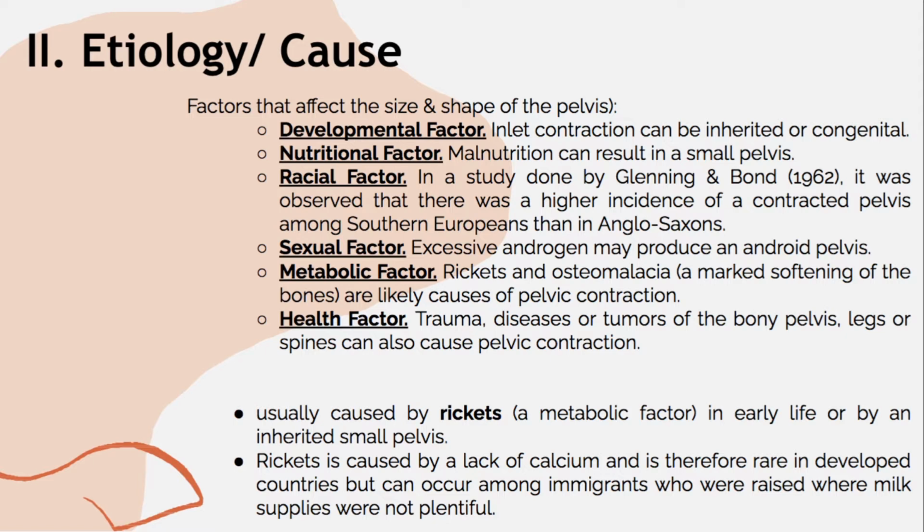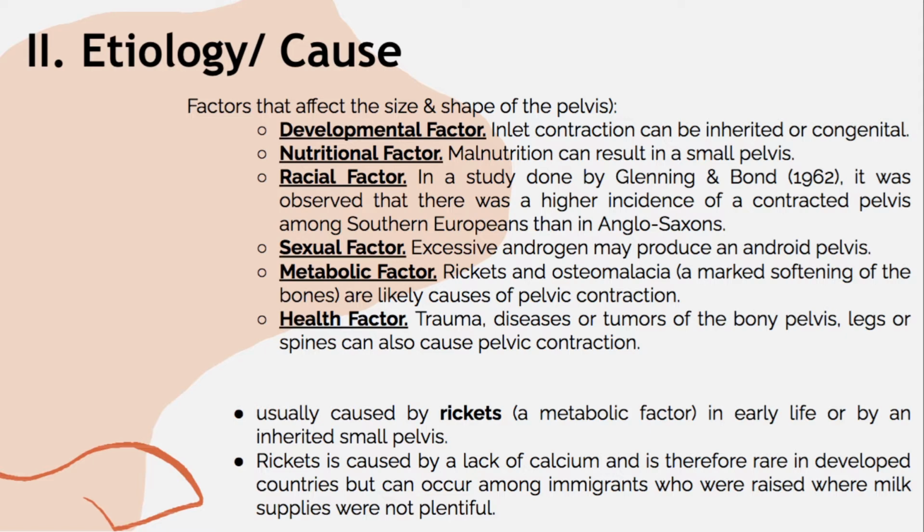For sexual factor, an excessive androgen may produce an android pelvis. Rickets and osteomalacia, or a marked softening of the bones, are likely causes of pelvic contraction. Health factors such as trauma, diseases, or tumors of the bony pelvis, legs, or spines can also cause pelvic contraction. Related to problems with the narrowing of the passage, which can cause CPD or cephalopelvic disproportion, or a disproportion between the size of the fetal head and the pelvic diameters, which then results in failure to progress in labor.